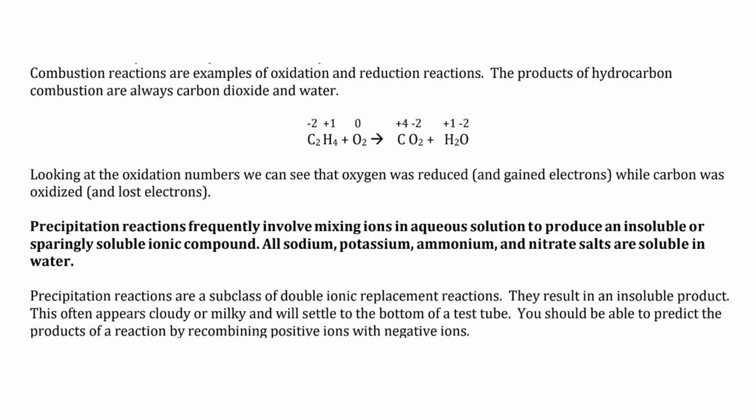Precipitation reactions, you have ions mixing in aqueous solution, and you're producing an insoluble or a soluble ionic compound. Sodium, potassium, ammonium, nitrate salts are all soluble in water. If you have a precipitation reaction, remember you're forming that insoluble product. That's your precipitate. Okay? You should always be able to predict the products of a reaction by recombining positive and negative ions.